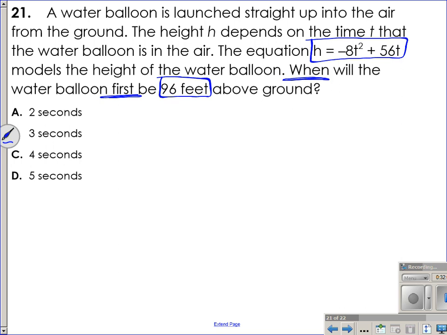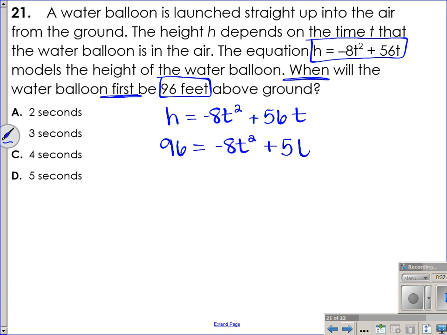the ground. So they are not asking us for a maximum height here. So we do not need the vertex. So we do not need the axis of symmetry. They're asking us for when. So in this equation, h equals -8t squared plus 56t, the variable that tells us when is t. So we're solving for t. First thing I'm going to do, though, is plug in for h, 96 is the height. So 96 equals -8t squared plus 56t.